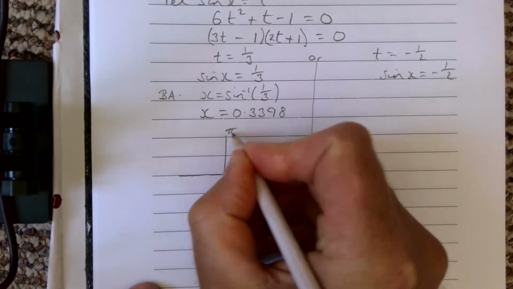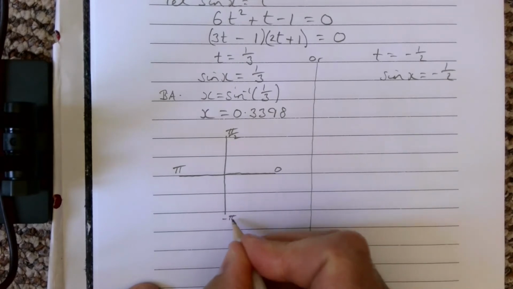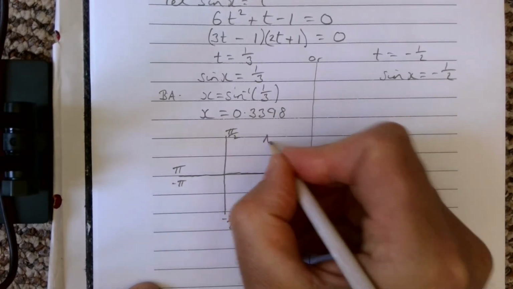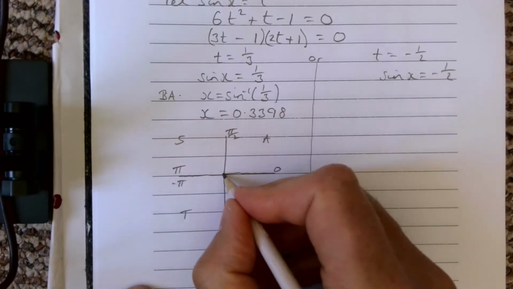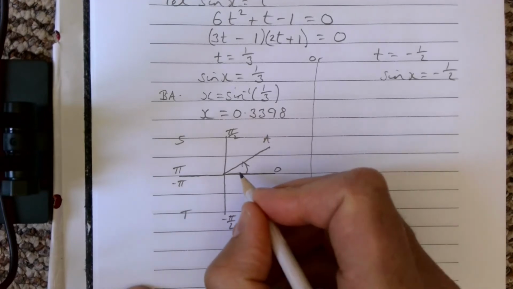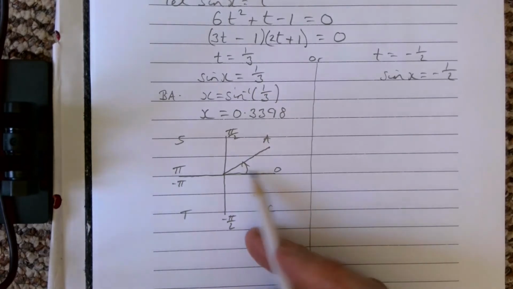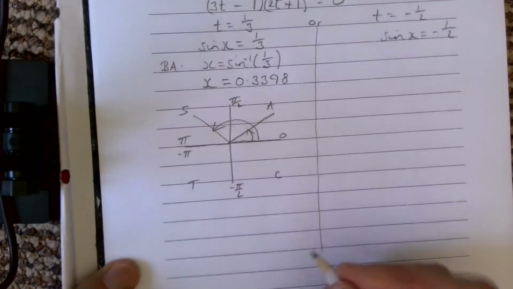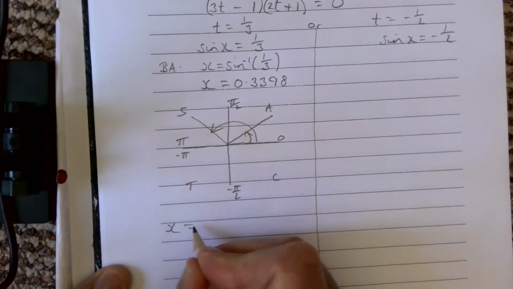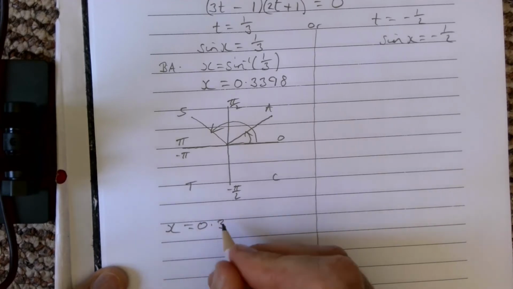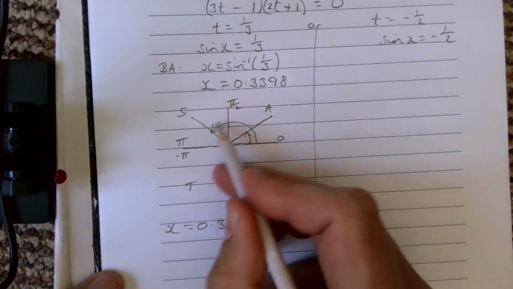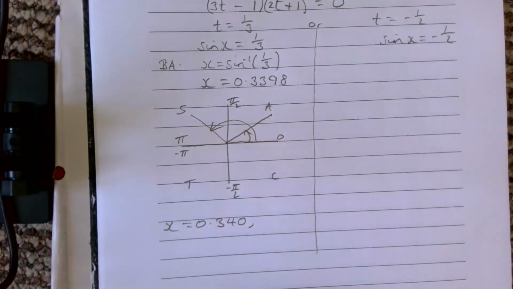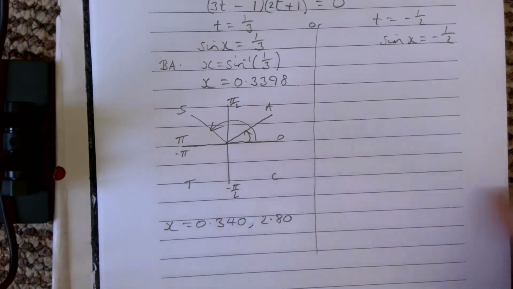That'll be 0. That's pi over 2. That's pi. That's minus pi over 2. And that's minus pi. C, A, S, and T. Our basic angle is here, which is 0.3398. And we're looking for where sine is positive, so we want that one there, and then we also want this one here, so it's going to be this angle here. So let's take a look. X then is going to be 0.340, does that look right? Yeah, the 3 significant figures. And then to get this angle here, we're going to do this taken away then from pi. So let's see what the calculator comes up with. 2.80 radians. So those are the 2 answers in for this wee bit.